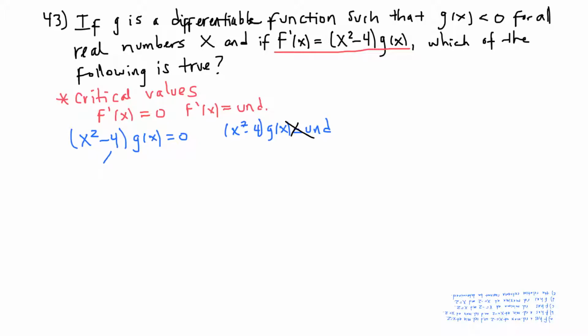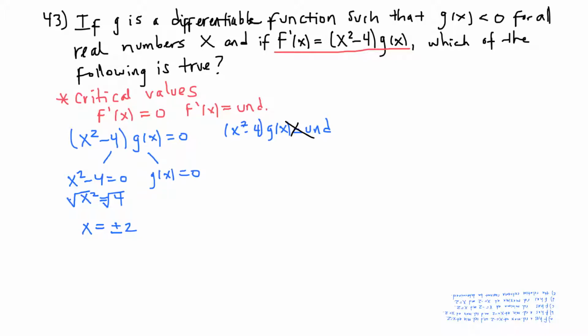So then we can say either x squared minus 4 is equal to 0 or g of x is equal to 0. And then let's solve for x. Well, here we get that x squared is equal to 4. And when we take the square root of those, we'll get that x is equal to plus or minus 2.